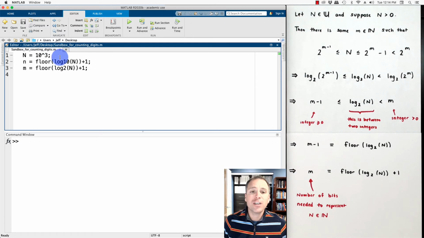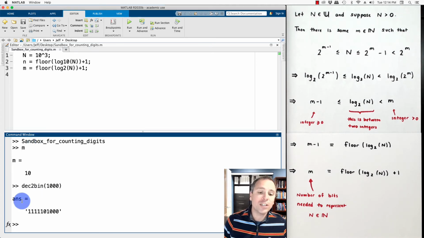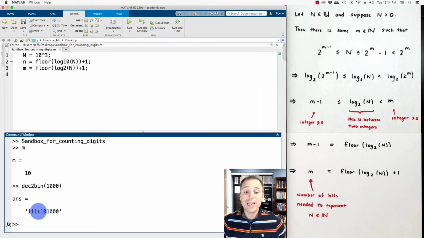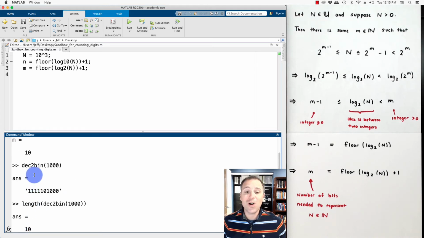Now, all of a sudden, if I were to ask myself, how many binary digits are needed to encode 10 to the third or 1,000, the moment I run that, I see that m is 10. Another way to say this is if I were to take des2bin of the number 1,000, that outputs a string where this is the binary encoding of the number 1,000. And then of course I could just take the length of that and notice that it is 10 characters long, which is exactly what my formula m equals the floor of log base 2 of capital N plus 1 is telling me. Let's try a different situation.